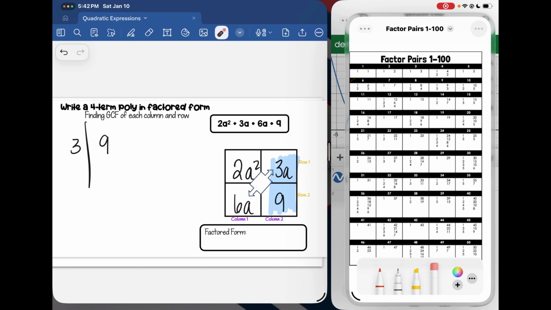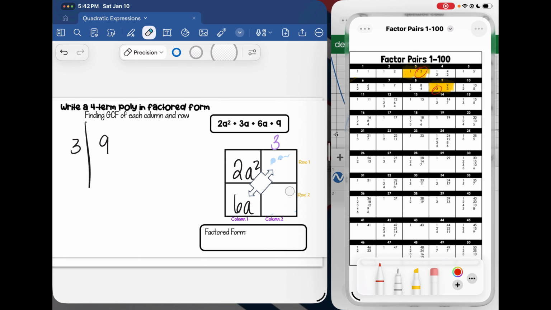Common means same. So I go over here to my factor pair sheet and I say, okay, there go my factors for 3. Here go my factors for 9. What's the biggest number that they have in common that I see on there? And hopefully you said 3. So that means for this column, the common number that they share would be a positive 3. All right, so we've done that one. Uh-oh, I think I took out too much. 3a and plus 9. I can write that back.